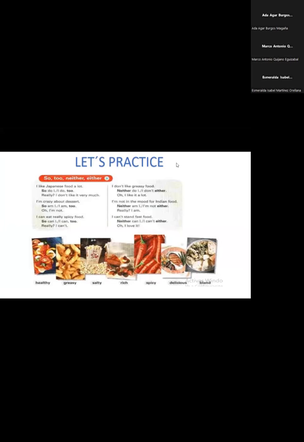As we were saying yesterday in the talk, we will say, I like Japanese food a lot. And you answer, so do I, because we're using the general verb. So do I, or I do too. Really? I don't like it very much. So you had to select the best answer.